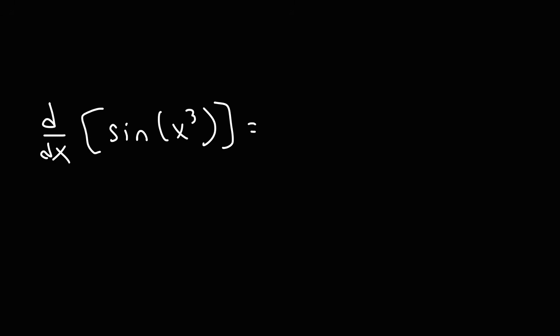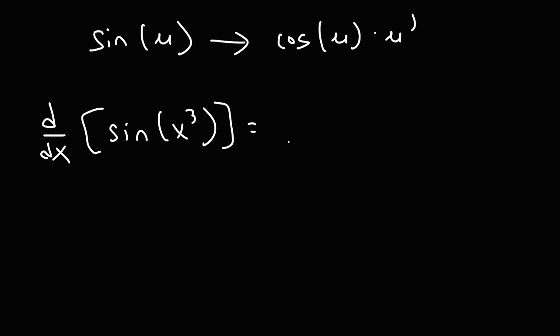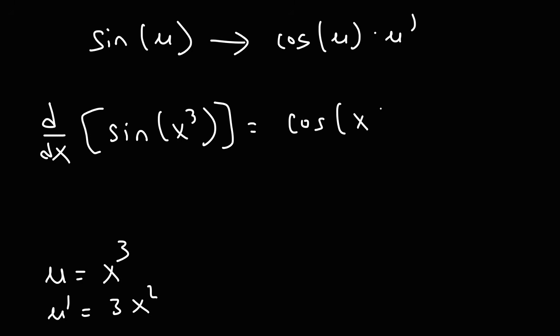Here's another example. What is the derivative of sine x to the third power? Try that one. So let's rewrite the formula. The derivative of sine u is going to be cosine of u times u prime. So the derivative of sine x cubed, well, first we know that u is x cubed, so u prime is going to be 3x squared. And then if we just replace u with x cubed and u prime with 3x squared, we're going to get the answer.